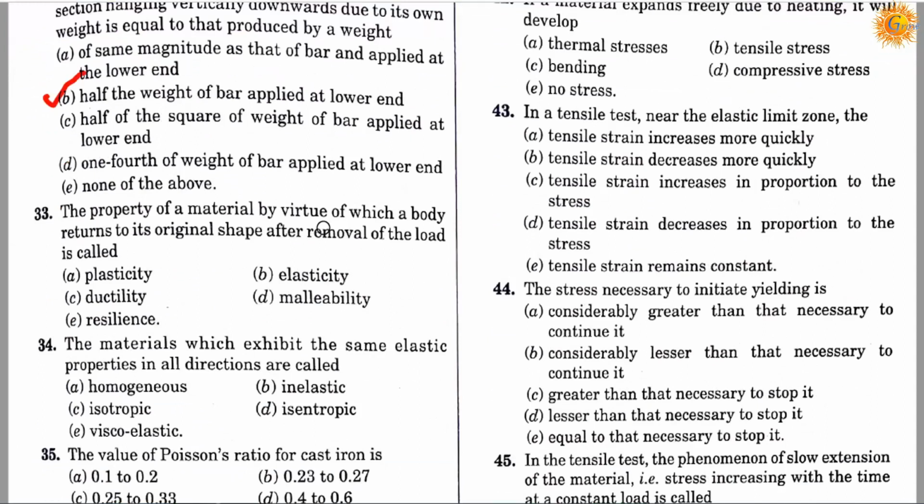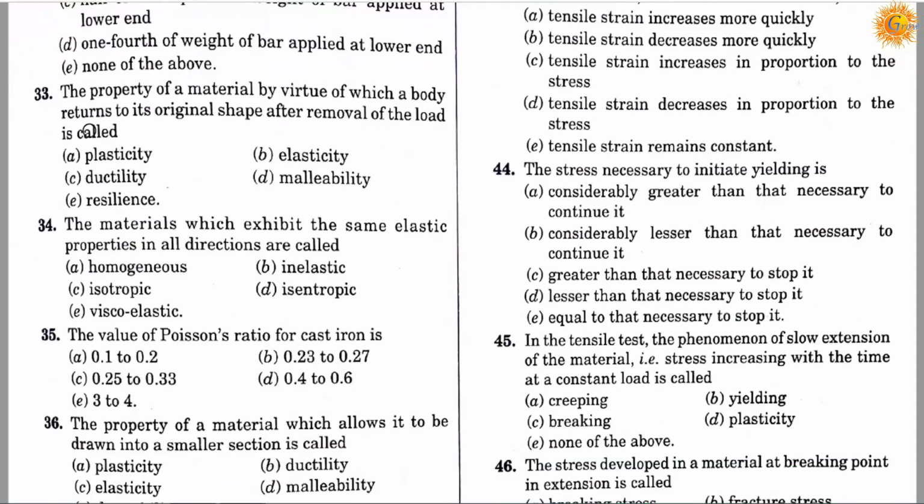Correct answer is B, it will be half the weight of the bar applied at the lower end. Question number 33. The property of a material by virtue of which a body returns to its original shape after removal of the load is called: option A, plasticity; option B, elasticity; option C, ductility; option D, malleability; and option E, resilience. Correct answer is B, it's elasticity.